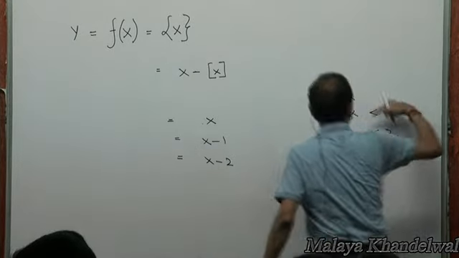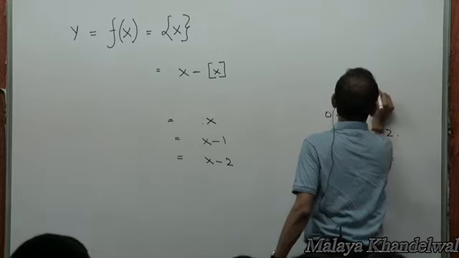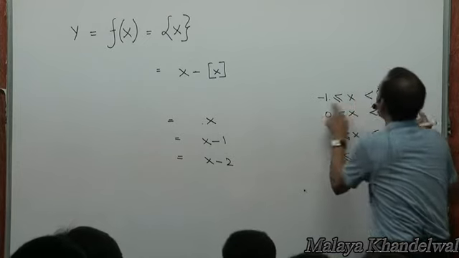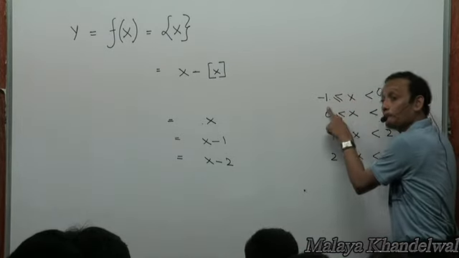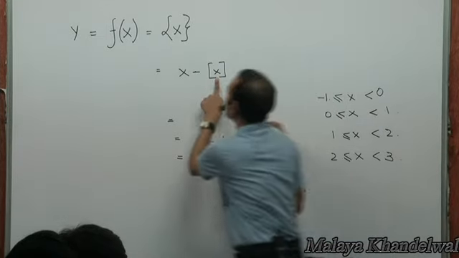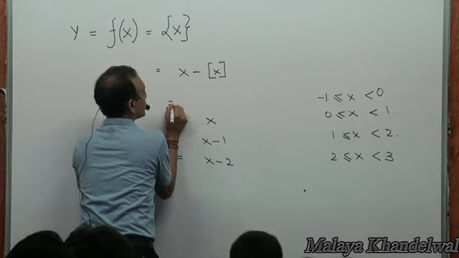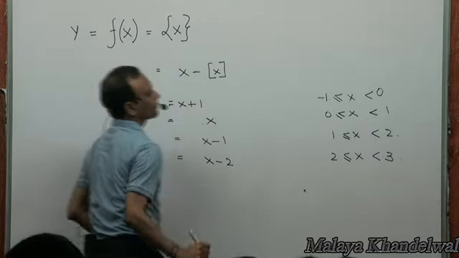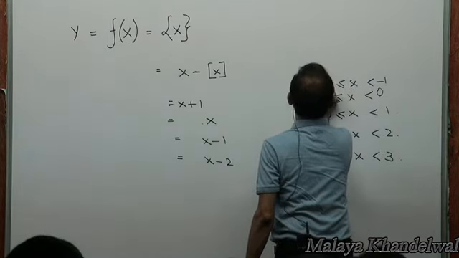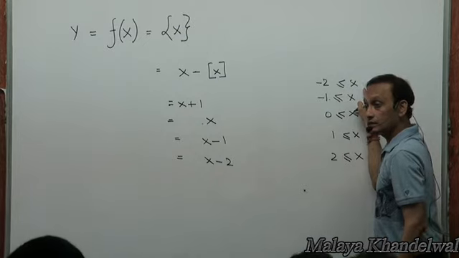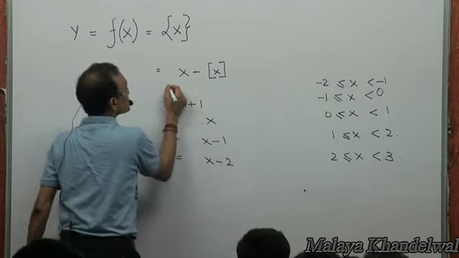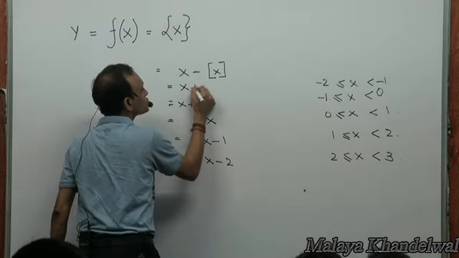When x is now less than 0, less than 0 but greater than or equal to minus 1, when x lies between minus 1 and 0, what is box x? Minus 1. Box x will be minus 1. And this will become x plus 1. When x is less than minus 1 but greater than or equal to minus 2, what is box x? Minus 2. And this will become x plus 2. So in this interval it's going to be x plus 2 and so on and so forth.